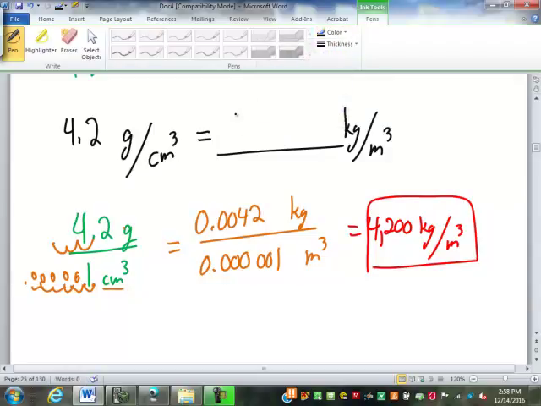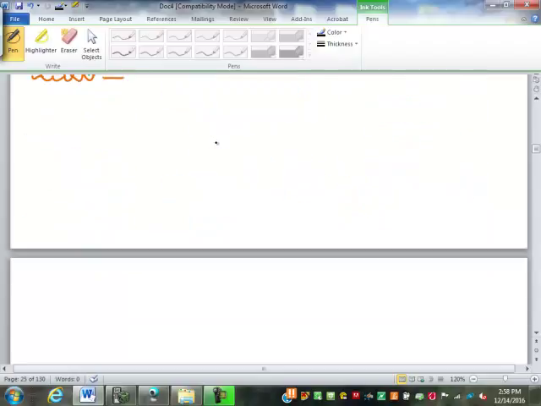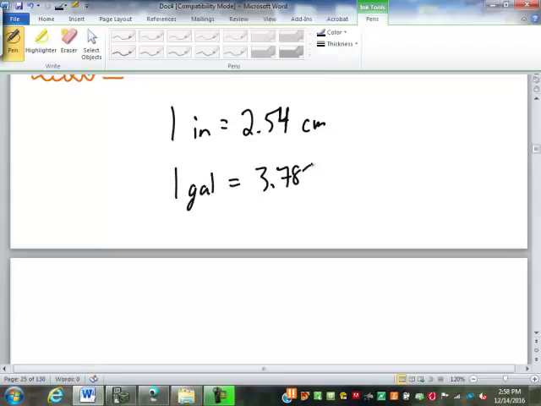So let's look at conversions between units. We know that 1 inch is 2.54 centimeters. We learned that one quite a while ago. We know we can add to that 1 gallon is 3.785 liters. And 1 kilogram is about 2.2 pounds. We can use those conversions to convert between different units.